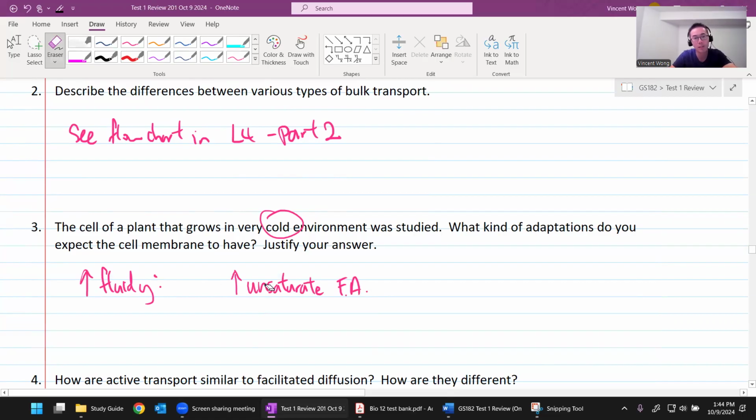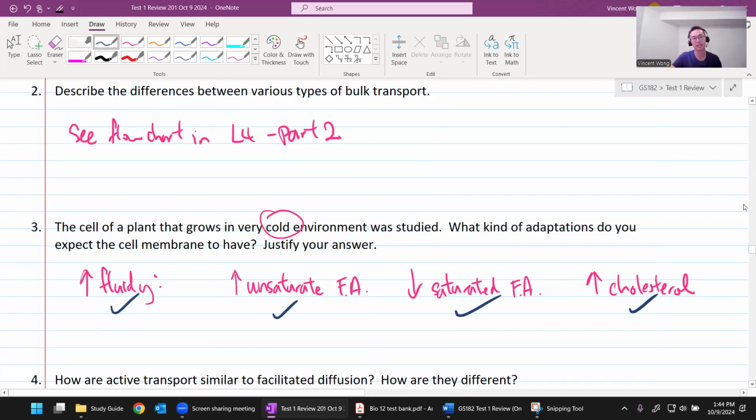Increase fluidity, which means you need increased unsaturated fatty acid, decreased saturated fatty acid. I forgot what the question on the quiz was. Was it cold or hot? It's one of them. So this is cold. And then you need to have increased cholesterol if it was hot. Yeah, I think I have both, depending on which test you got. So it was 4 marks, and those are the 4 marks I was looking for: 1 mark, 2 marks, 3 marks, 4 marks.